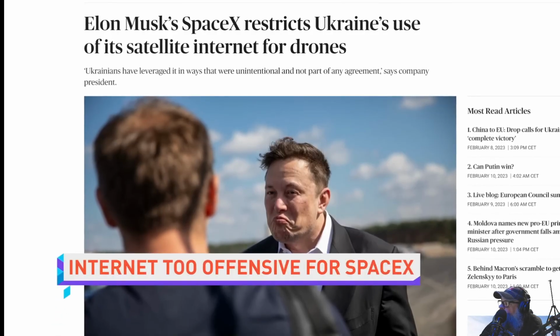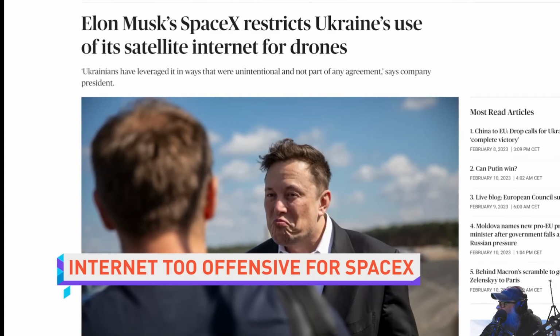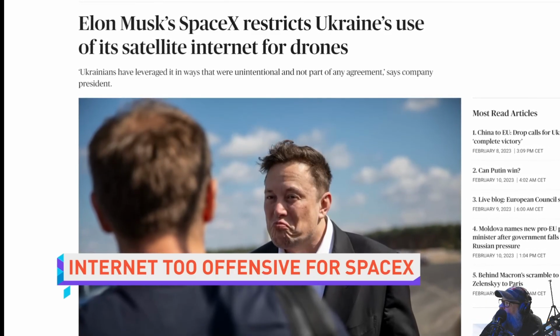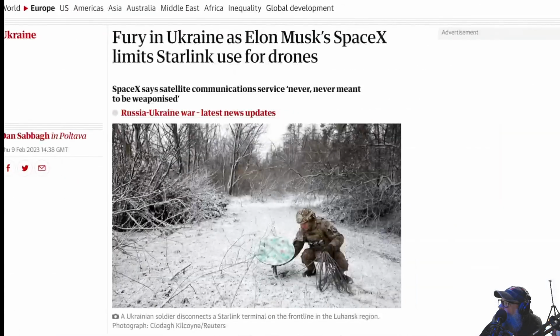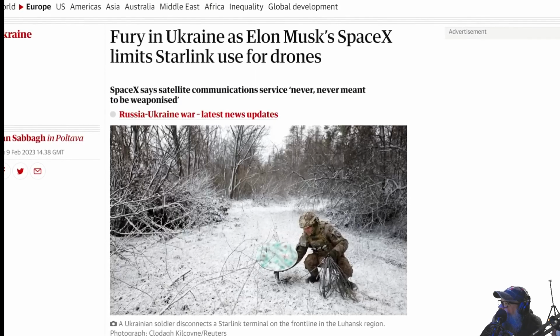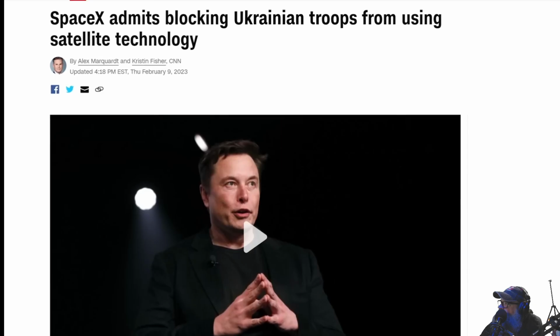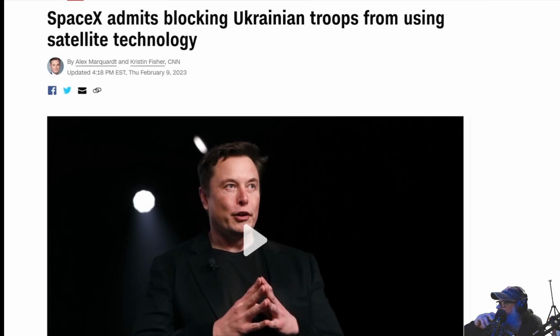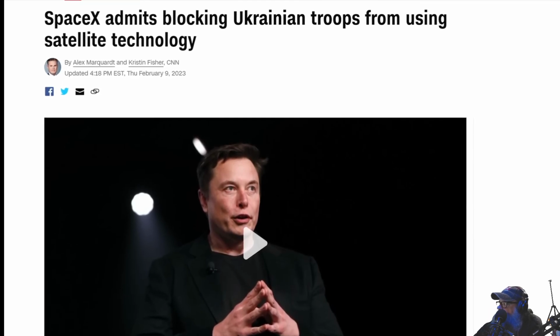SpaceX has decided to restrict Ukraine from using their Starlink internet service to control drones. SpaceX's president, whose name is Gwynne Shotwell, ironically doesn't like how well Ukrainian forces have used the company's satellite internet, saying the service was never ever meant to be weaponized. Now, to be fair, having your product being used to unalive people is only good publicity for arms manufacturers, and being seen as death merchants is probably not what the company needs when they've already faced controversy surrounding their deliverance of Starlink capabilities to Ukraine.